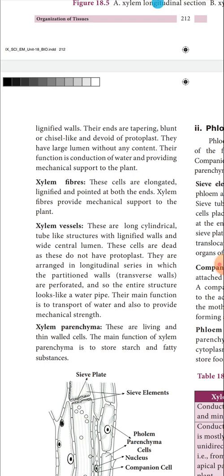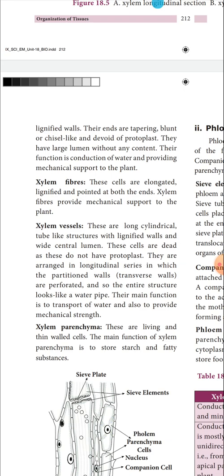So it is also elongated, lignified, pointed at both ends. Its function is to provide mechanical support. And next is xylem vessel. These are long, cylindrical, tube-like structures with lignified walls and a wide central lumen. So it also has a lumen. It is also made up of lignified walls. The cell walls are thickened with lignin, and tube-like.